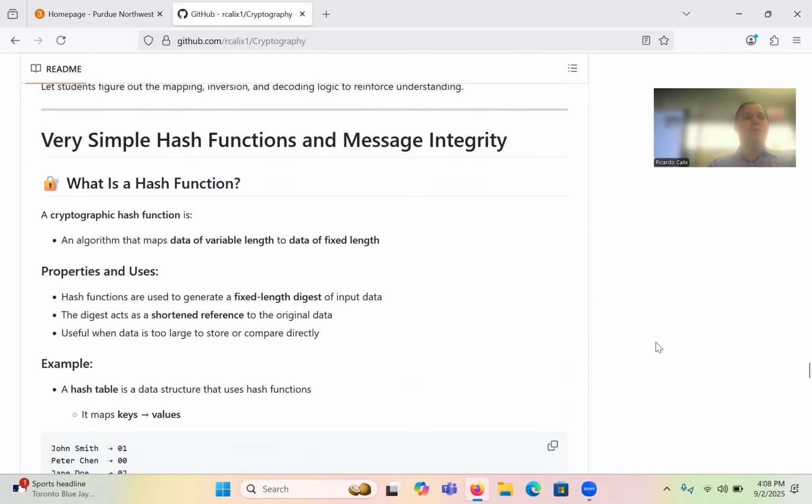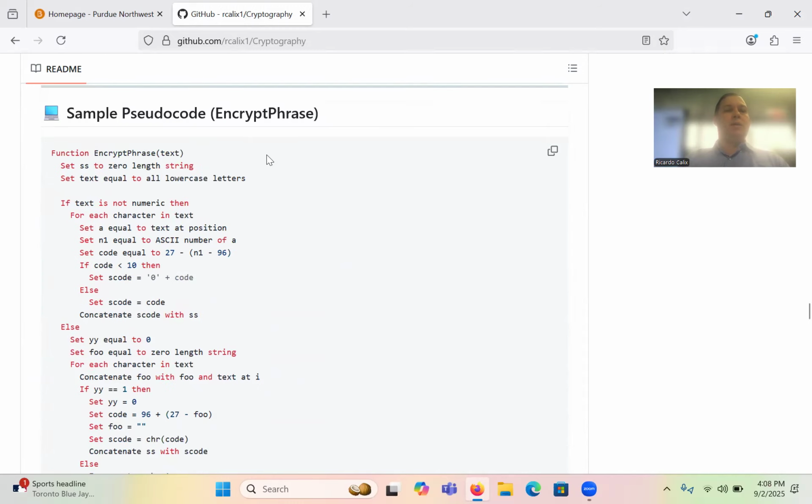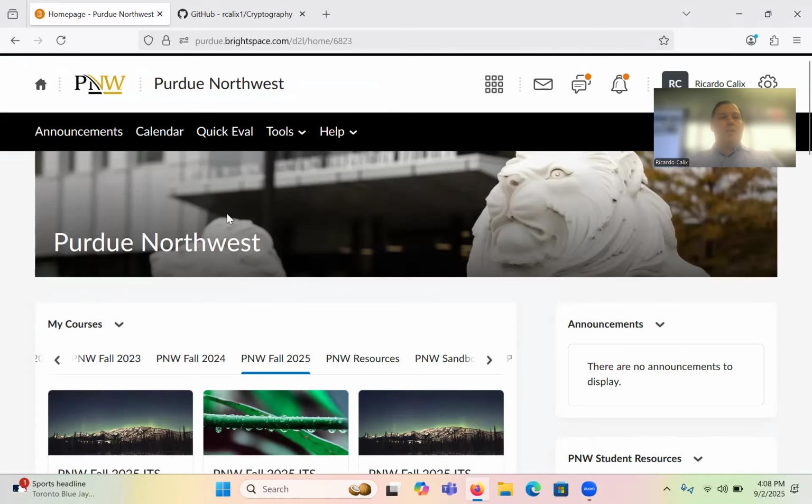And then hash functions and message integrity. I don't think I'll start this today. This is probably next week. All right, we'll pick up here. But as I said, you can check out the GitHub where the lecture notes are provided, or also Brightspace.